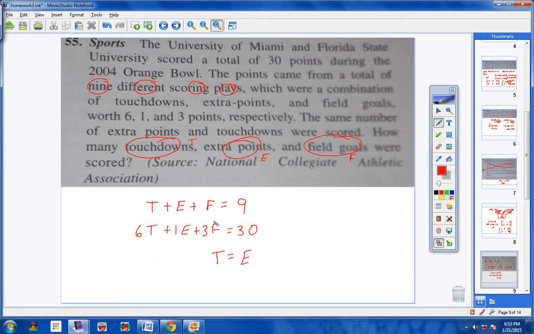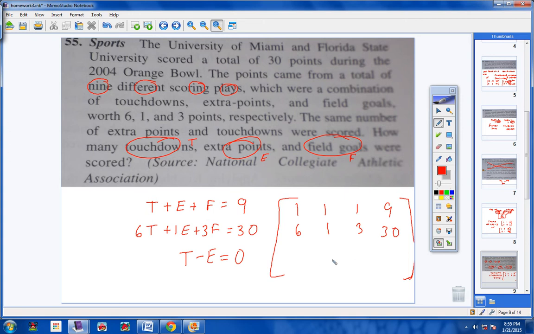Now, because we're going to use our matrices, I want my E over here. So I'm going to subtract the E, and I end up with T minus E equals 0. Okay, so let's go ahead and get rid of this right here, and let's bring this over to here. And now I would encourage you to real quick whip out your calculators and go right to the matrix part. And I would type this in. I would go 1, 1, 1, 9. Next, students, I would have a 6, a 1, a 3, and a 30.